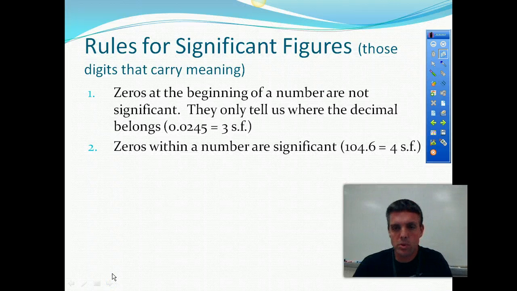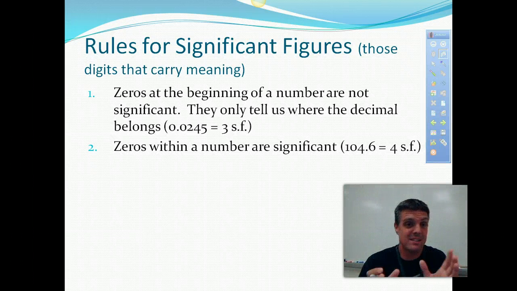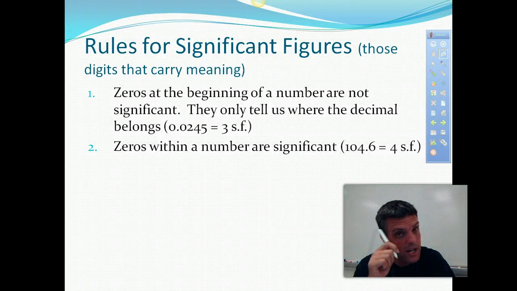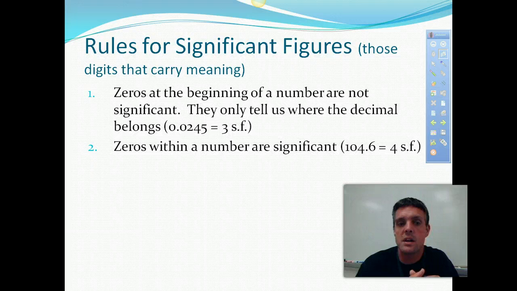The first of your rules for significant figures. First off, anything that's not a 0 is considered significant. The rules all apply to where the zeros are and whether or not they can be considered significant in our value. So rule number 1 says zeros at the beginning of a number are not significant. You're going to have to memorize something here. You get to memorize that a number like 0.0245, why does it only have 3 significant digits? Because we're not counting the zeros before.